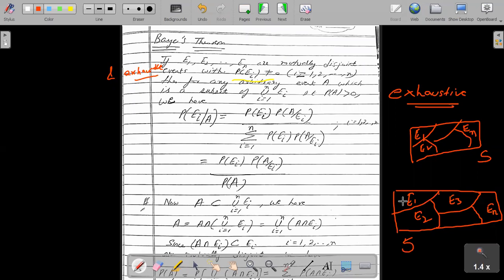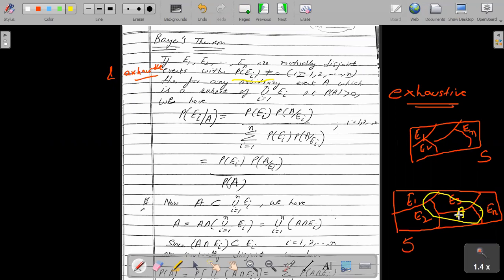Then for any arbitrary event A, which is a subset of the union of Ei from 1 to n. So basically A is some set. So you see A, when we discussed the article, what we said, so they are making some products. So A is the product. So A is the event which is basically common with all of these, right? So A is a subset of their union.